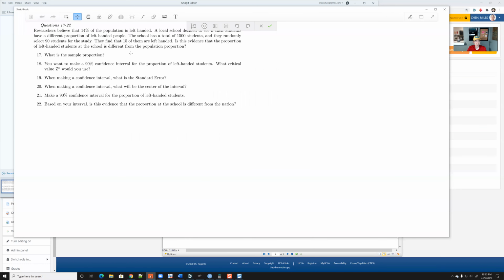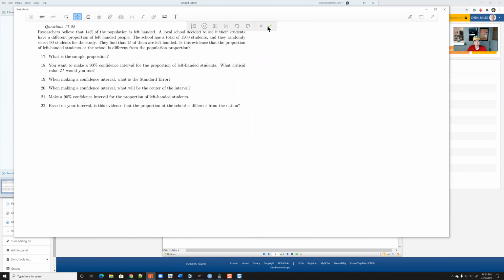All right, so it says researchers believe that 14% of the population is left-handed. A local school decided to see if their students have a different proportion of left-handed people. The school has a total of 1,500, and they randomly select 90 students for the study, and they find that 15 of them are left-handed, as evidence that the proportion of left-handed students is different from the population proportion. Okay, so 17, what's the sample proportion?